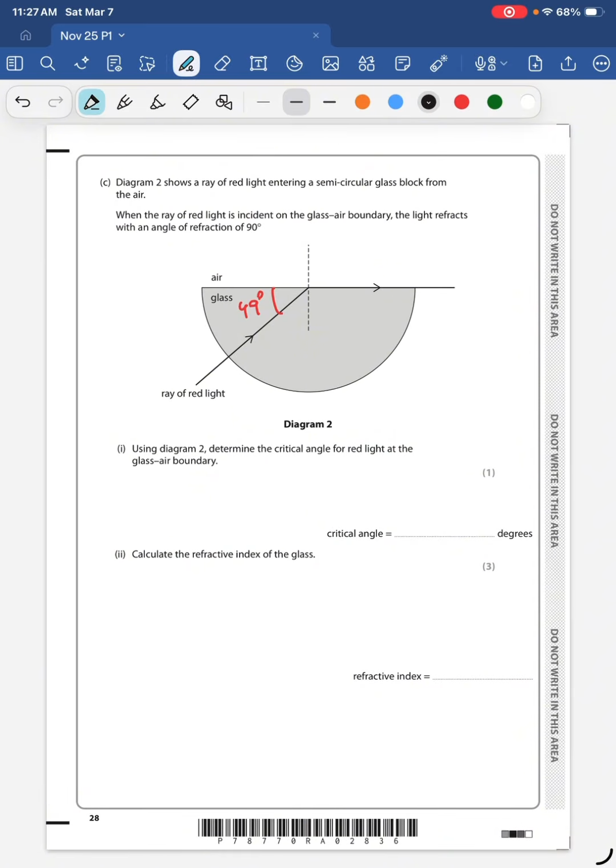Okay, so sine of 49 is 1 over the index we are looking for. Wait, I'm sorry. So using diagram 2, determine the critical angle, so 49. Calculate the refractive index of glass. Sine of 49 is 1 over the index of refraction, so n is 1.3.